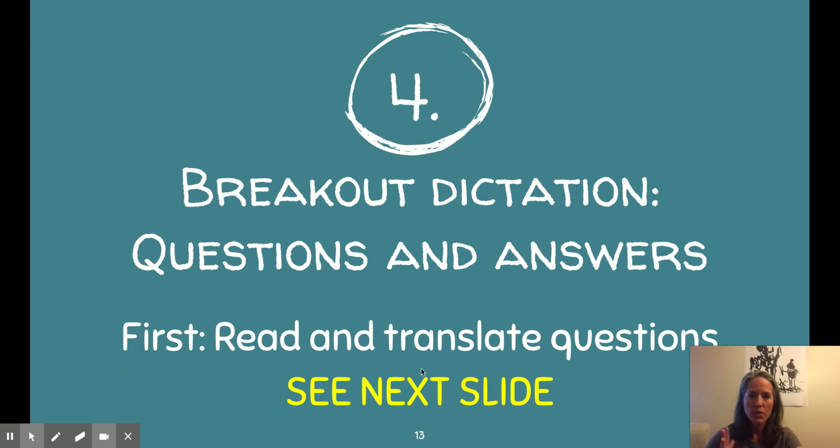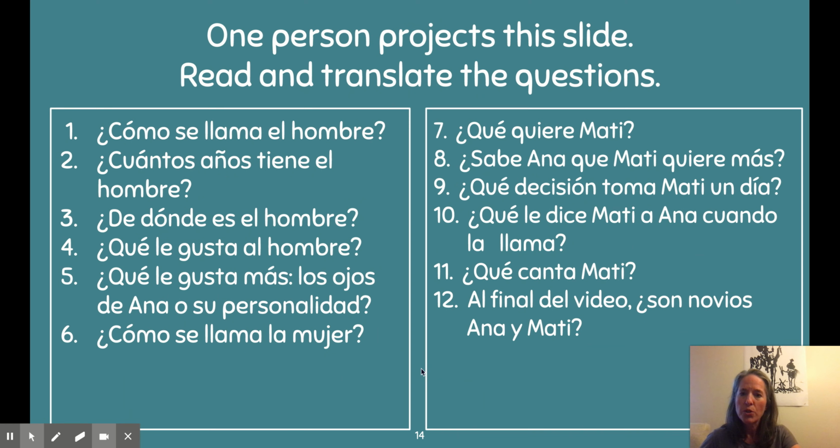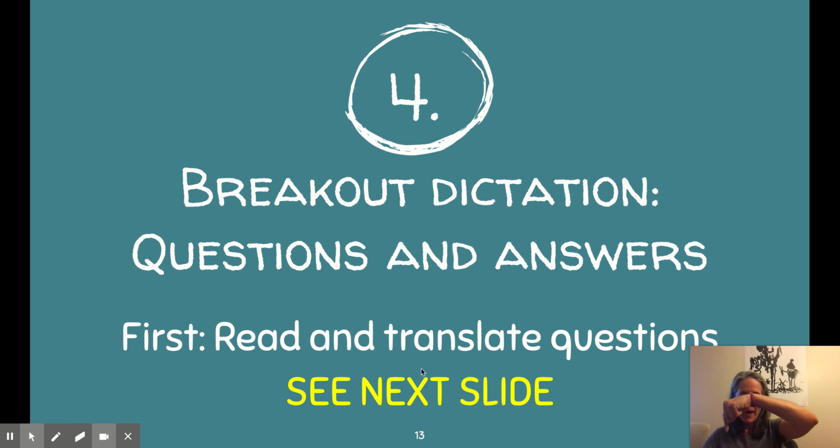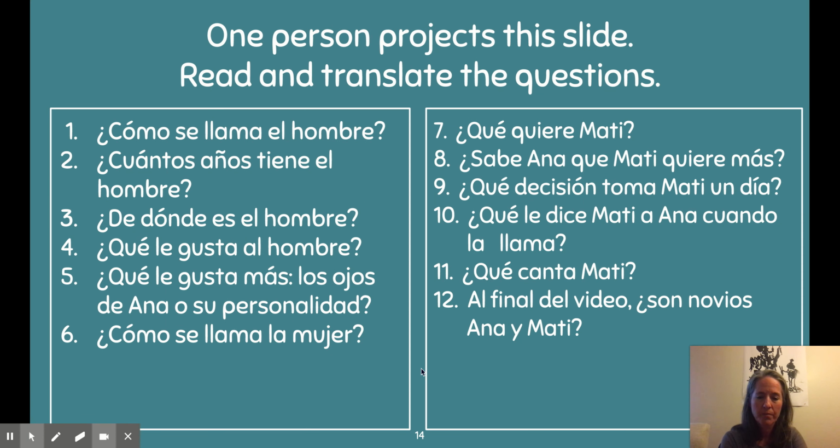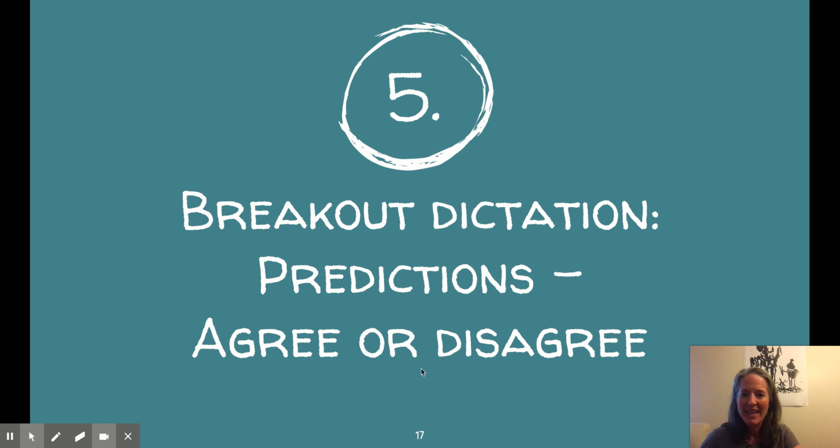Questions and answers. This one I really like. They'd be in their breakout room projecting all of these questions, and then the students who are coming back to the main room, you'd give them an answer. They'd go back to the breakout room, say the answer, everybody writes down the answer, and then they have to match it to which question. So that one involves a little bit more thinking, and it's more input because they're getting the questions and the sentences.